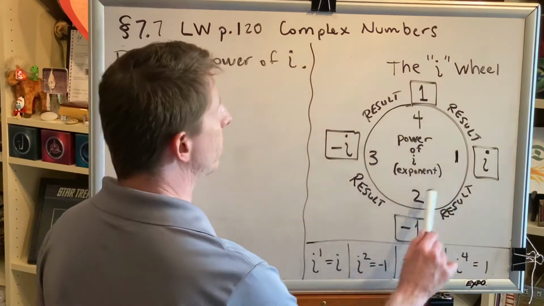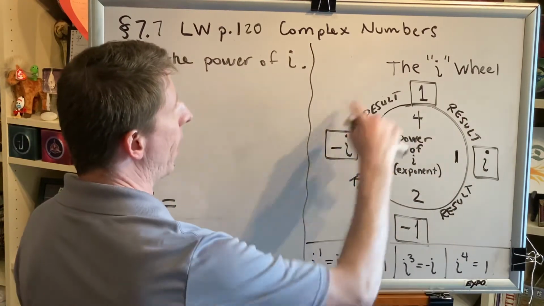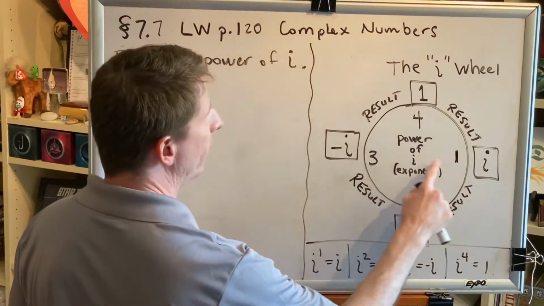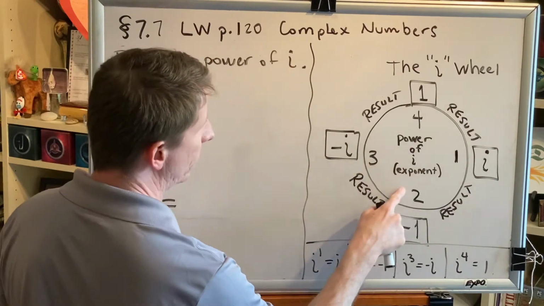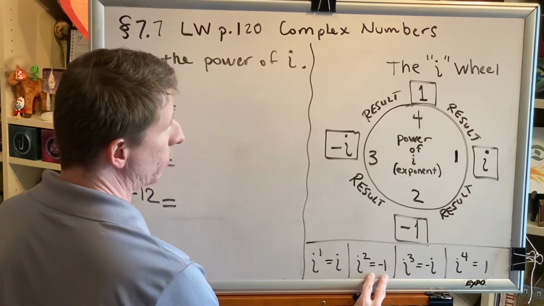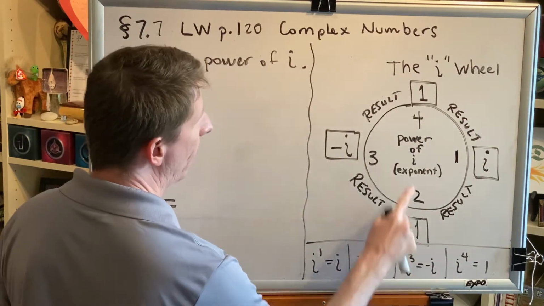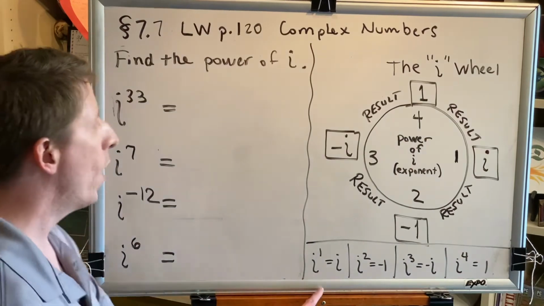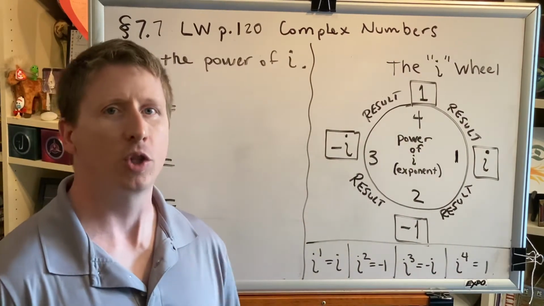The number on the inside represents the power of i, in other words, the exponent. The number on the outside represents the value that you get. For example, i to the first power is i, just like we have here. i to the second power is negative 1, as we see here. i to the third power is negative i, and i to the fourth power is positive 1. Now, what if you have an exponent that's bigger than 4 or less than 1? You just spin the wheel.